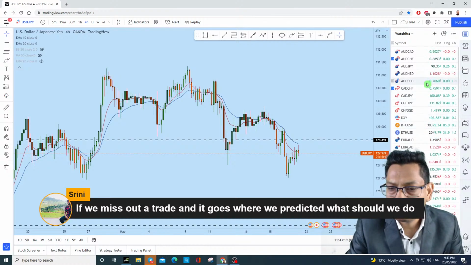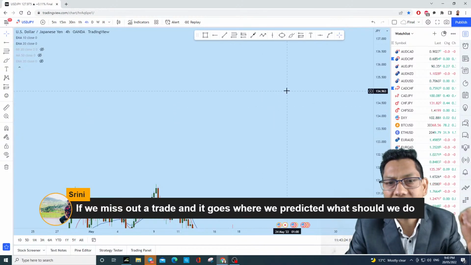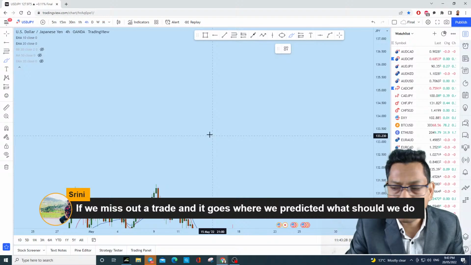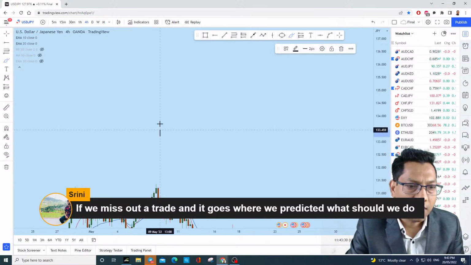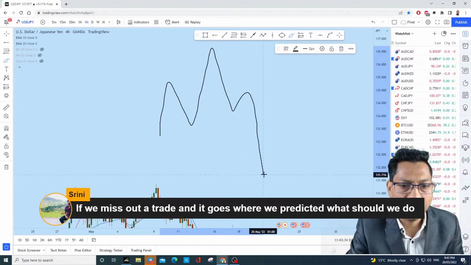Let's say, how do you trade a reversal pattern? For example, if I ask you how do you trade a reversal pattern, a reversal pattern could be like this. Let's say a head and shoulders. Okay, a head and shoulders is created and then price drops.